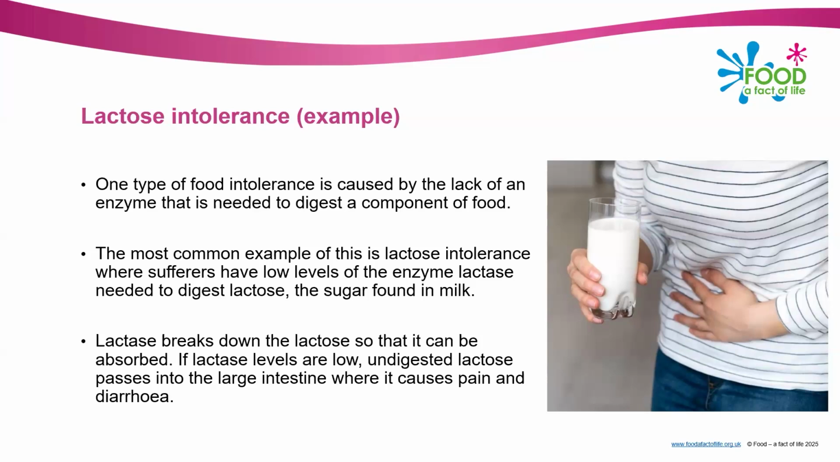So if you get undigested lactose, that goes into your large intestine, where it causes pain, diarrhea, flatulence, and general discomfort. Lactose intolerance is more common in people from an Asian, African, Caribbean heritage than it is in people of European heritage. And it can also come on later in adulthood. So our lactase activity is highest in children and it declines with age. So it can be that this is a type of intolerance that comes on in adulthood rather than in childhood. Next slide, please.